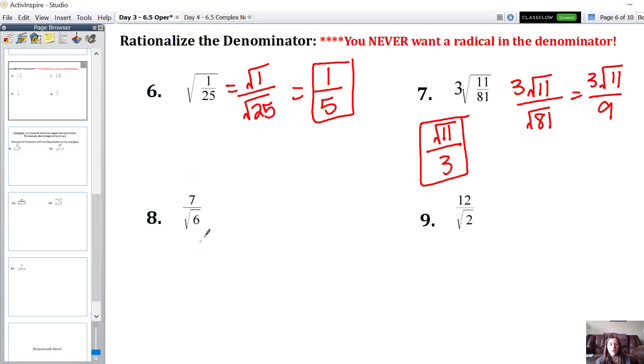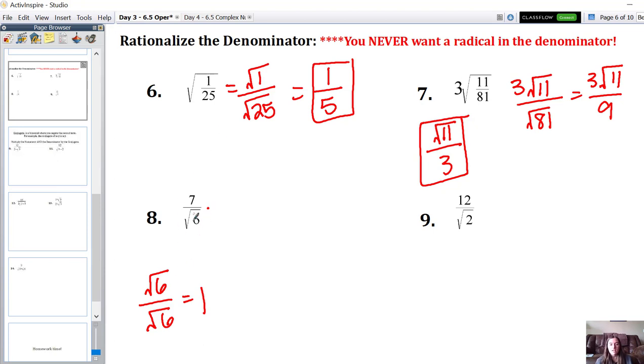Now, here's where we're talking about having a radical in the denominator. In order to get it out of there, I'm going to multiply by what we call a fancy 1. If you think about it, the square root of 6 over the square root of 6 is 1. And 1 times any number is just that number. So if I multiply this fraction by our fancy 1, I'm still just keeping the same idea of that number.